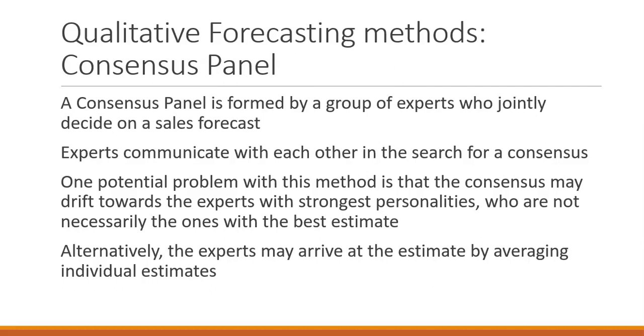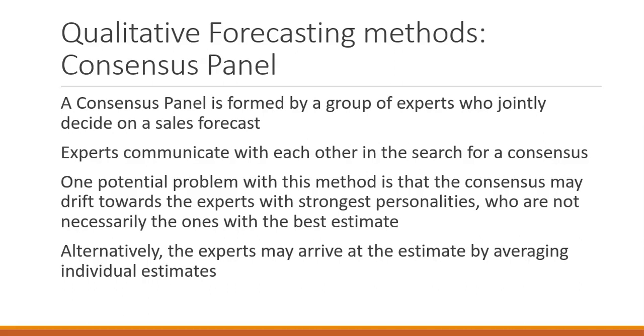Different methods of qualitative forecasting, starting with the consensus panel. A consensus panel is formed by experts within our organization. Those experts talk to each other and try to come up with a consensus on a sales forecast based on their own knowledge of the market, of our industry, of our production processes.